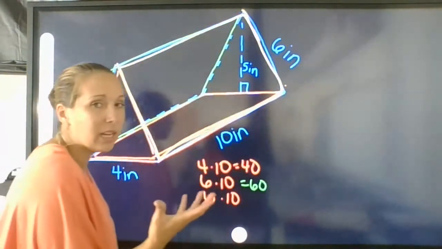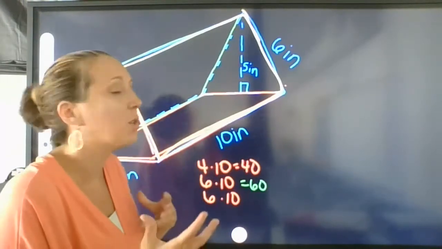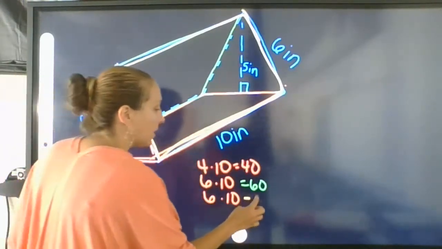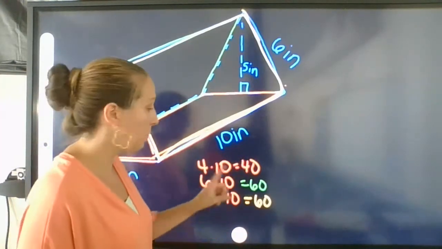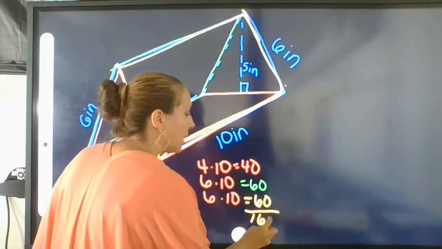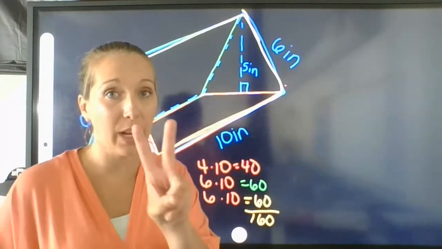It's kind of hard to see when it's invisibly drawn like this, but if you use a little bit of imagination, you'll be able to see it. We have a 6 by 10 there, that's 60 as well. 40 and 60, that's our 100, plus 60, that's 160 for just the rectangles. We haven't done the triangles yet. Now remember, we have 2 of those.